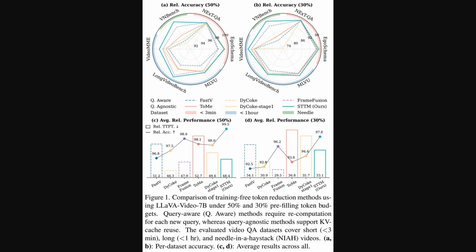Alright, so to really see how this spatio-temporal token merging method stacks up, the first figure gives us a great visual comparison. It pits their approach, called STTM, against several others at 2 different token budgets, which is the percentage of video data the model keeps after merging. The radar charts show that STTM, the solid green line, maintains very high accuracy across different video types, while others struggle. And importantly, this method is query agnostic, meaning the video is compressed once, before any questions are asked, which is key for efficient reuse.